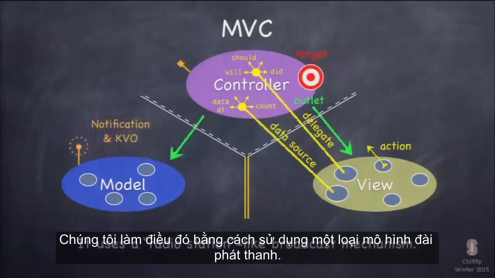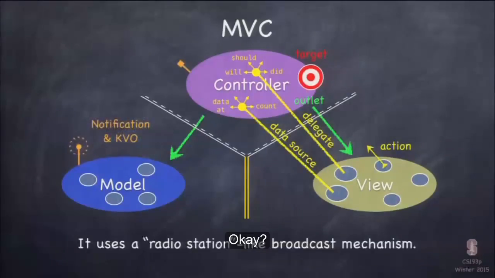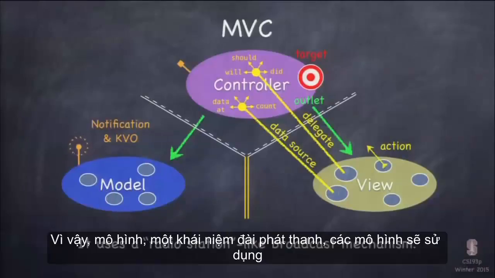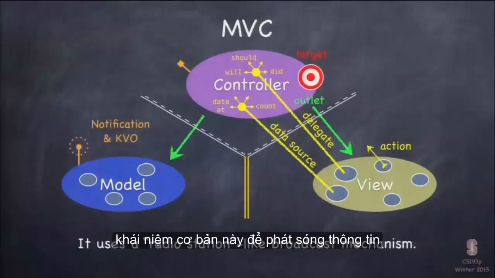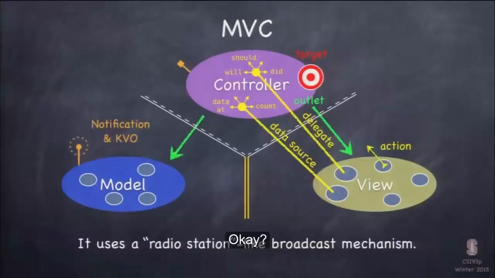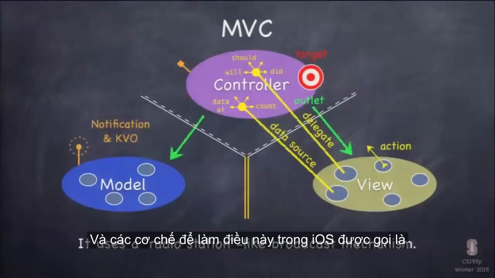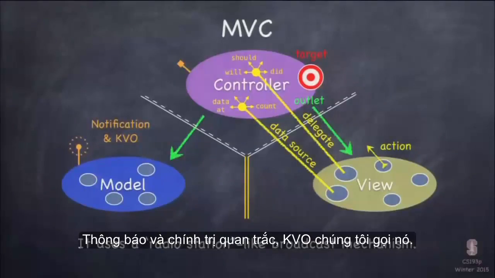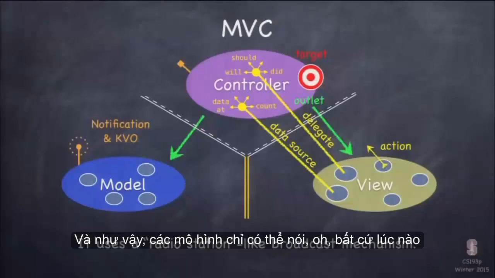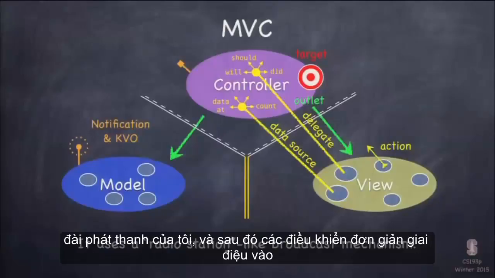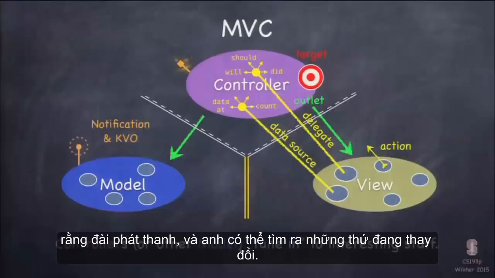We do that using kind of a radio station model. Okay, so the model, a radio station concept, will use this concept to essentially broadcast information to anyone who's interested. Okay, and the mechanisms for doing this in iOS are called notification and key value observing, KVO we call it. And so the model can just say, oh, anytime something changes in my model, I'm just going to broadcast on my radio station. And then the controller simply tunes into that radio station. And it can find out things are changing.